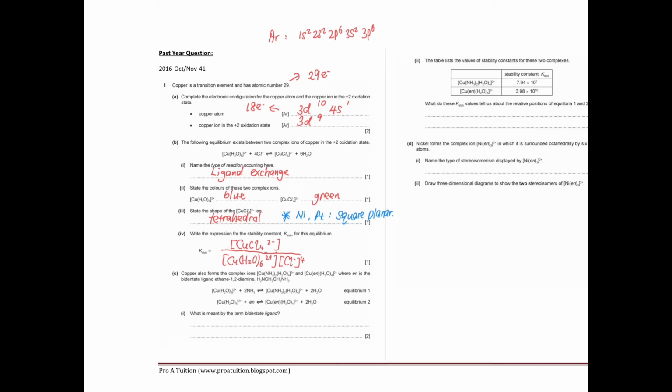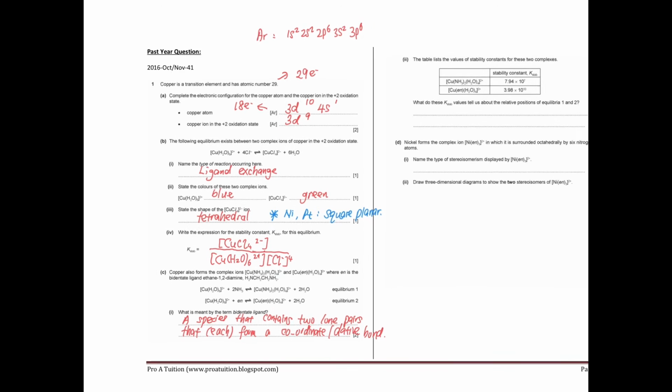Similar situation. Now, what they ask now, what is meant by the term bidentate ligands? Bidentate, that means 2 lone pairs. So we just explain accordingly. A species that contains 2 lone pairs that each form a coordinate or dative bond. Okay, so let's move on.